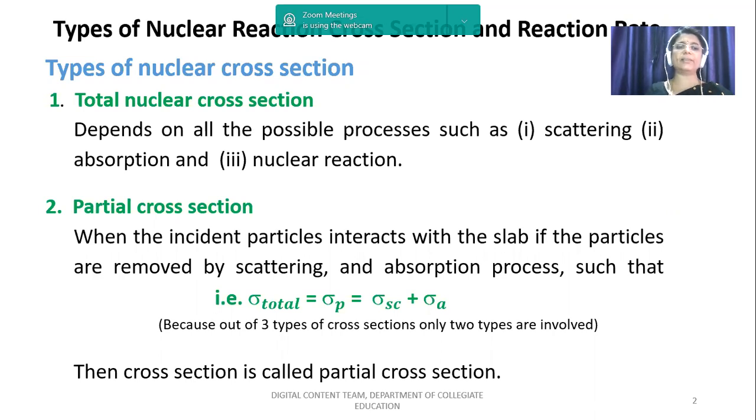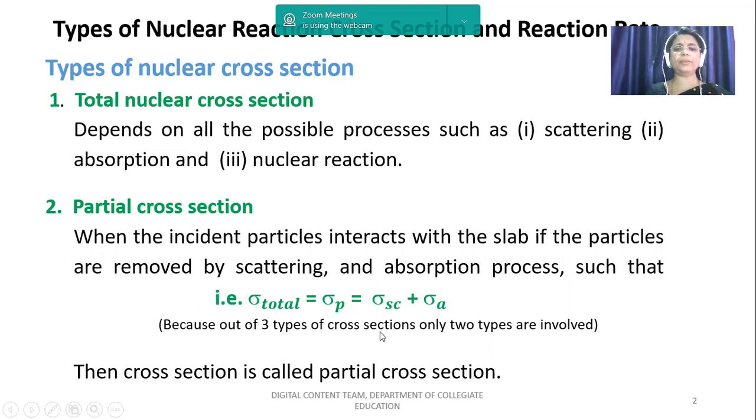With this, let us consider the second category. What is partial cross-section? When the incident particles interact with the slab, if the particles are removed by scattering, the remaining particles will be removed by absorption process, such that the total cross-section will be the summation of the scattered cross-section and the absorbed cross-section, so that the total cross-section, which is also called partial cross-section, can be represented as sigma SC plus sigma A.